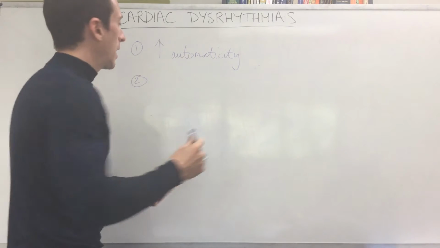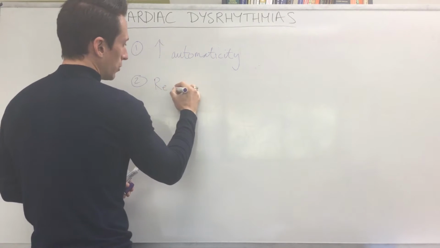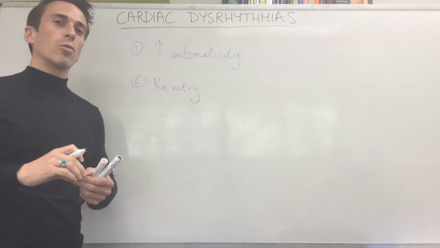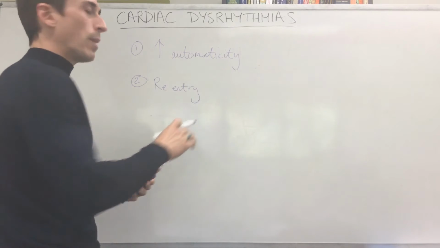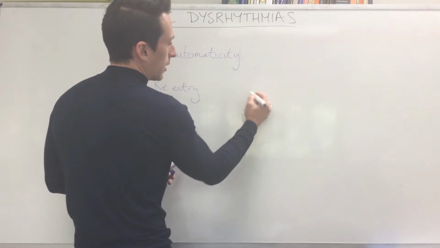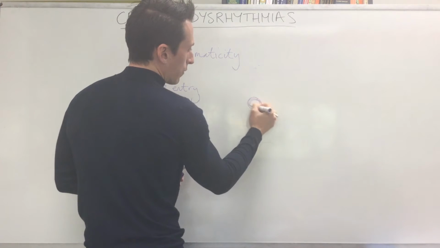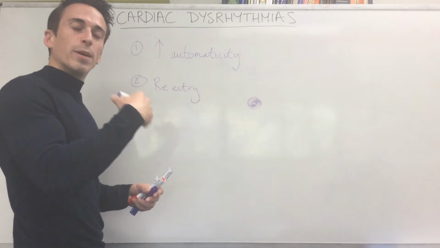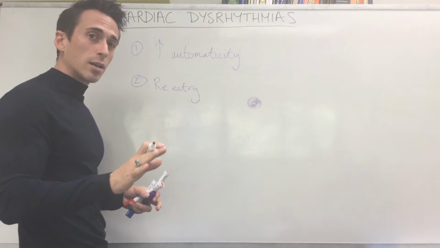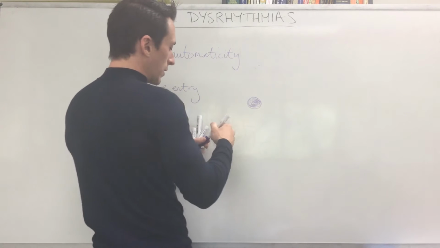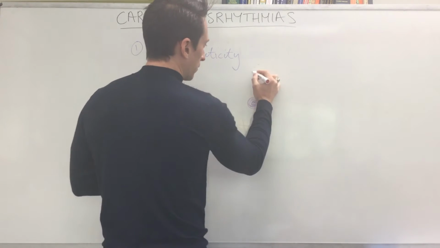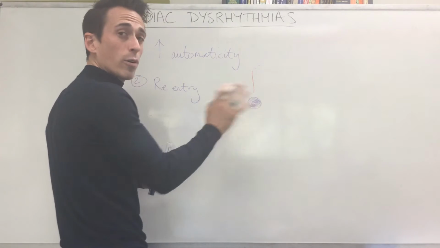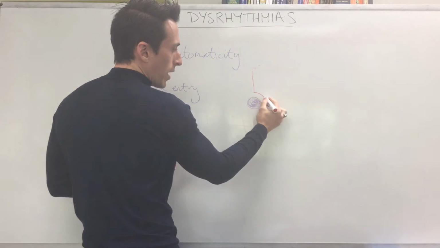The other one can be reentry issues. So what are we talking about with reentry? Reentry is basically when, if we look at an area of the heart, and let's just say this is an area of the heart which has been scarred over or just doesn't conduct any electrical impulses, when you have a signal traveling down, when this electrical signal travels down and hits this area where a signal cannot be sent, it has to travel around.